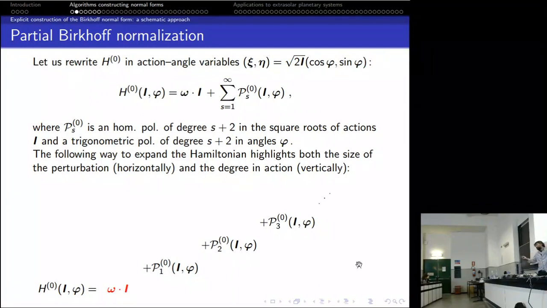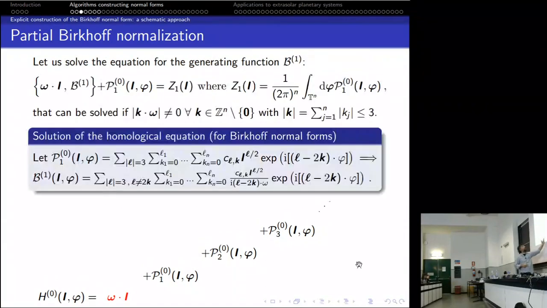Well, then you say, okay, we have a nice tool, and you understand that actions are good, angles are bad. So you try to eliminate angles, and you do that by this transformation. Maybe the transformation is not yet written, but okay. You compute a generating function in order to solve the first equations you see on the top. This is called the homological equation.